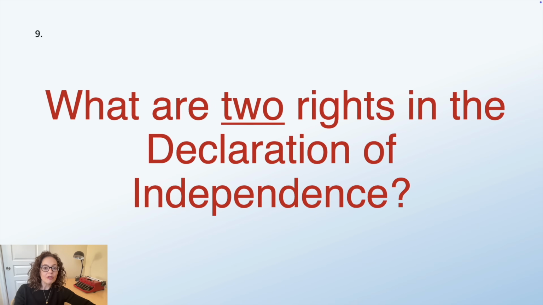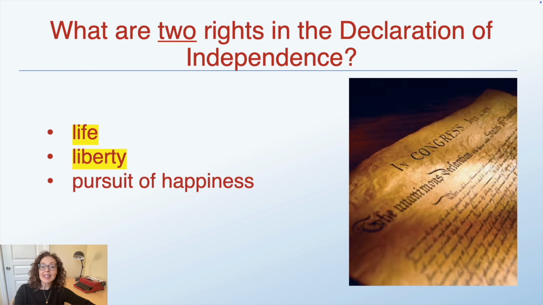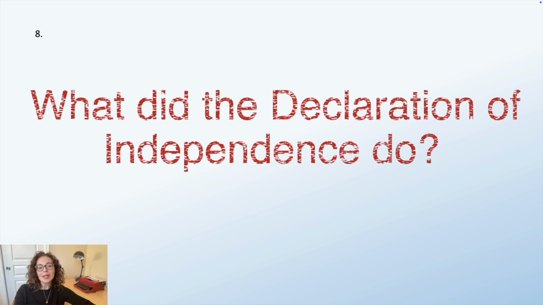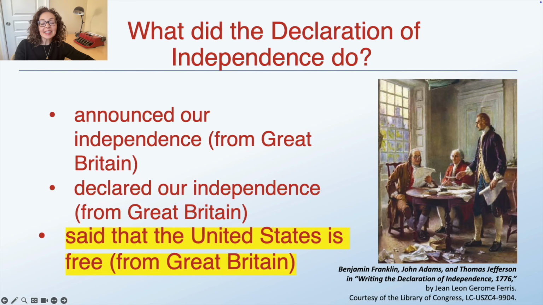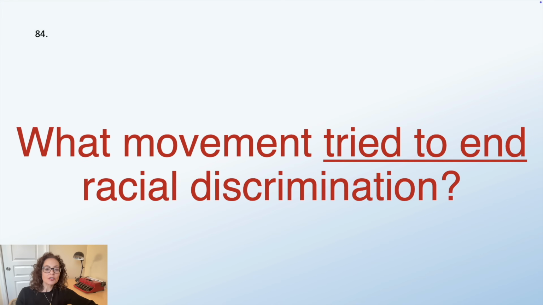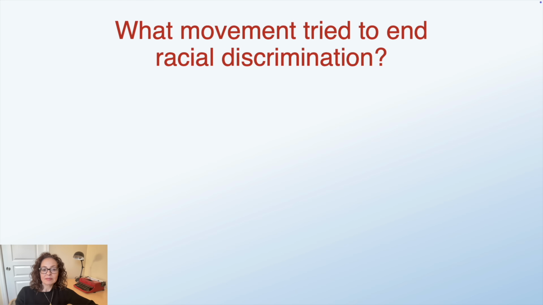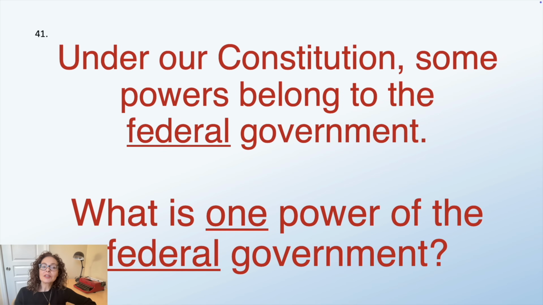What are two rights in the Declaration of Independence? Life and liberty. What did the Declaration of Independence do? It said that the United States is free from Great Britain. What movement tried to end racial discrimination? The Civil Rights Movement.